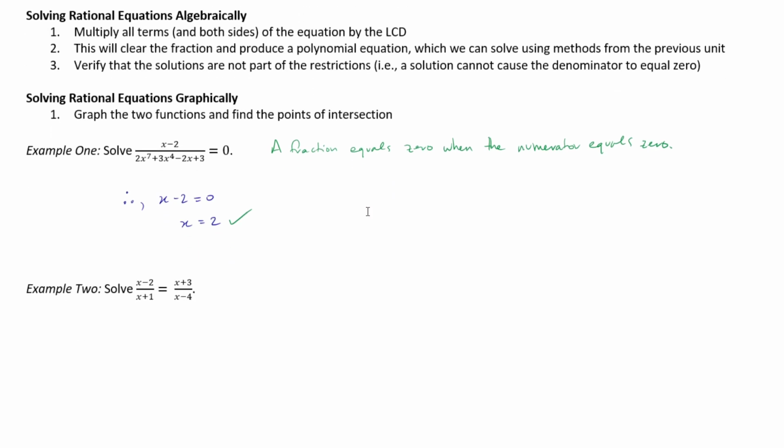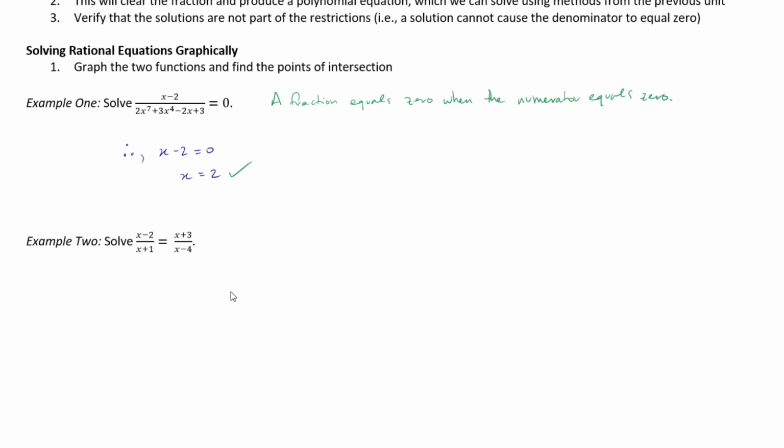Looking at the next question right here, I have (x minus 2) over (x plus 1) is equal to (x plus 3) over (x minus 4). The first thing I'm going to do is state the restrictions. x can't be equal to negative 1 or equal to 4. So I have to remember that when I find my final answers.